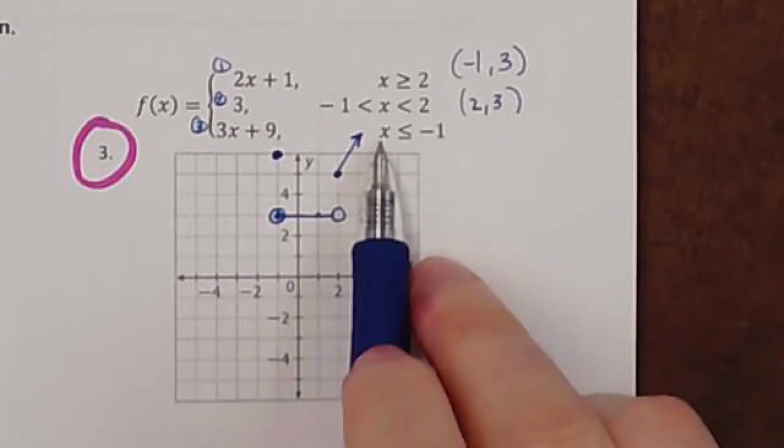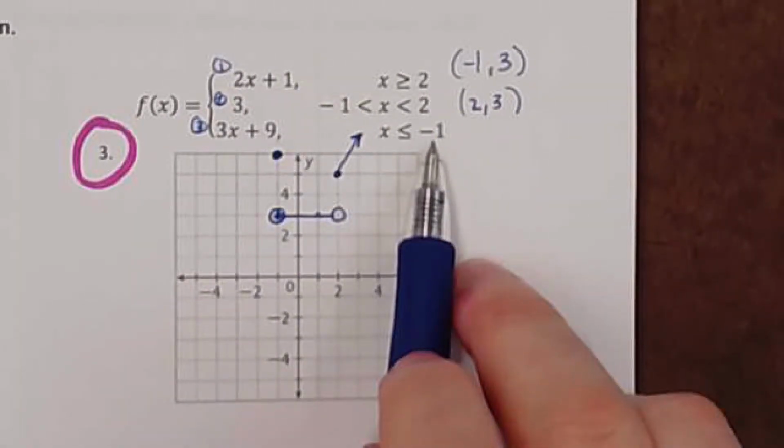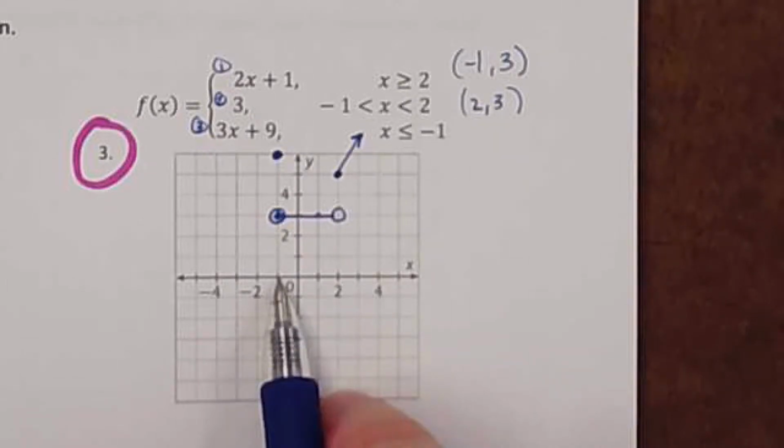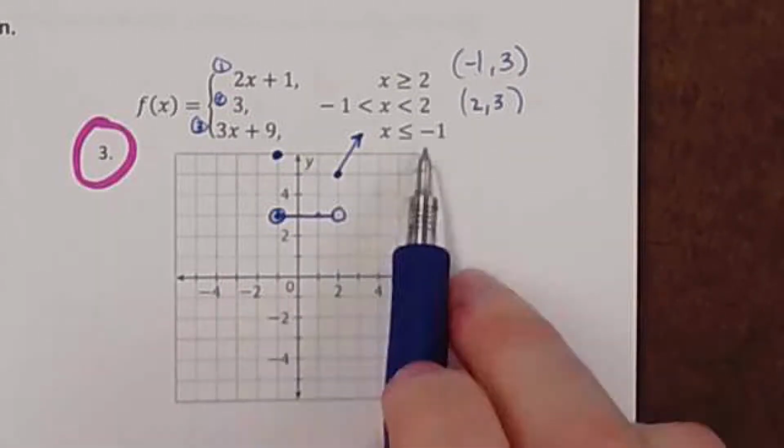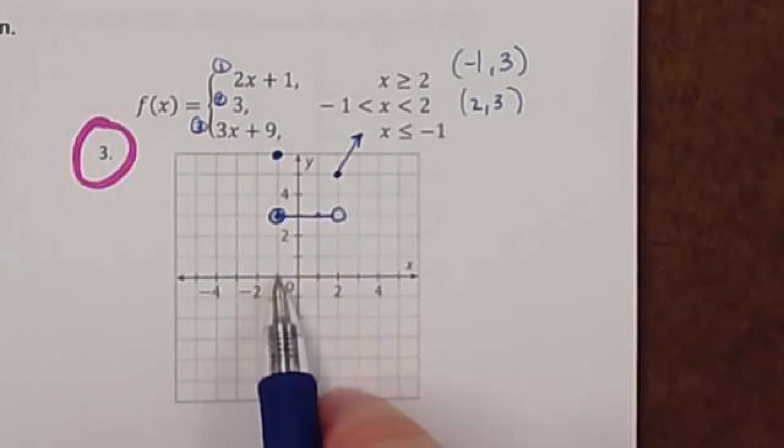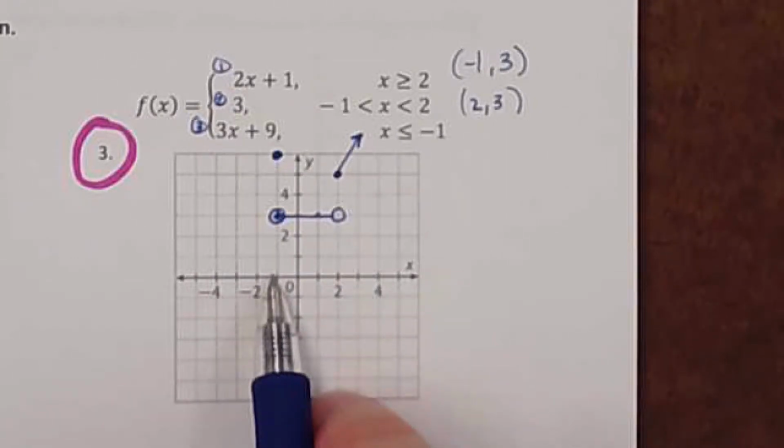And this says I want everything less than -1. So here's -1 on my x-axis. And everything less than that, right, it says less than, is to the left. So I want everything to the left.